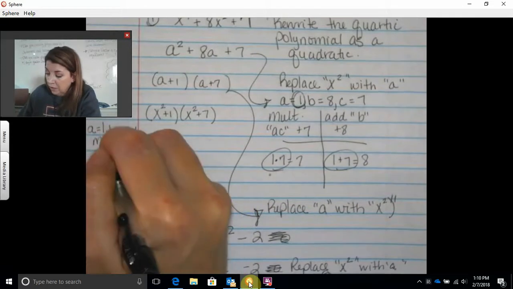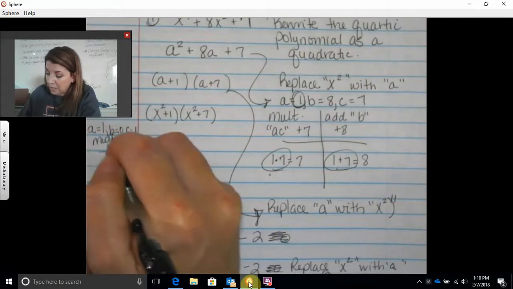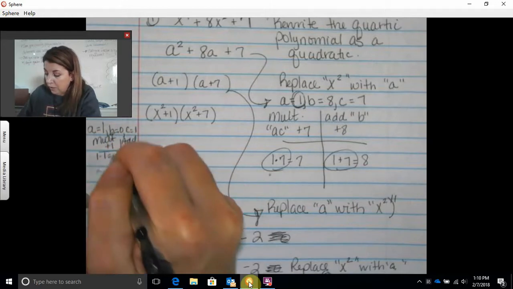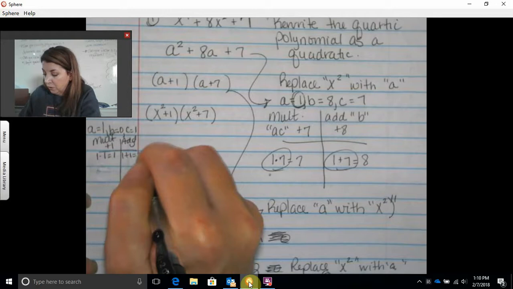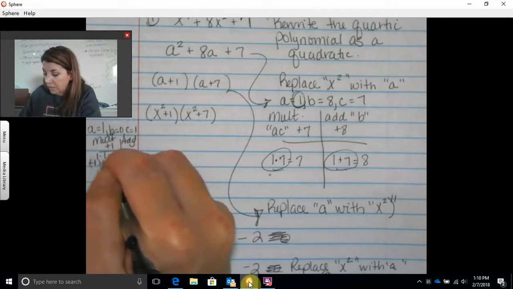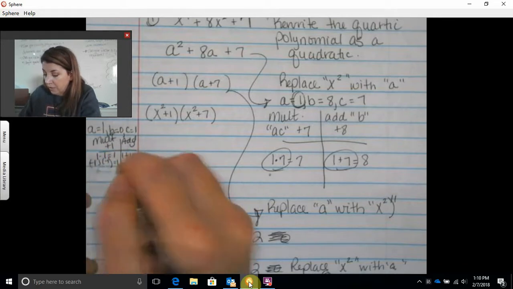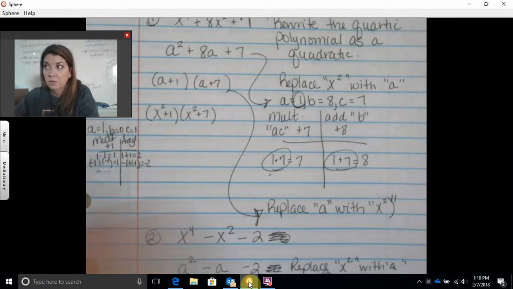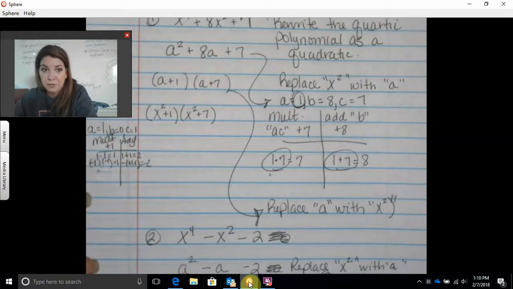Hold on. Multiply to get positive 1, add to get 0. 1 times 1 is 1. 1 plus 1 is 2. Negative 1 times negative 1 is positive 1. Negative 1 plus negative 1 is negative 2. Is that going to be factorable?